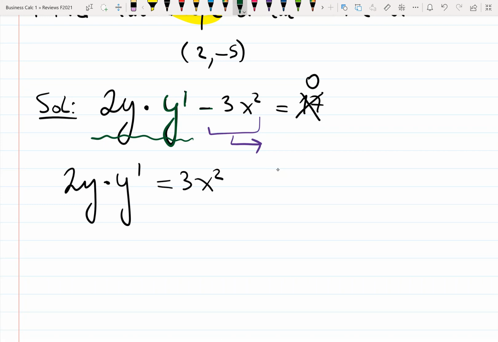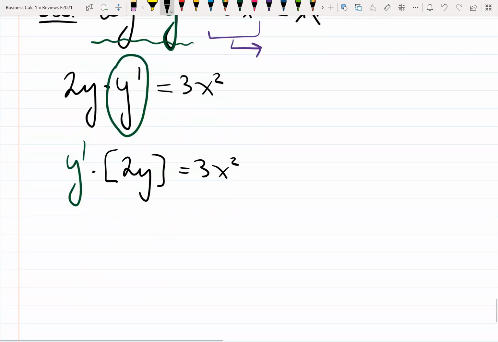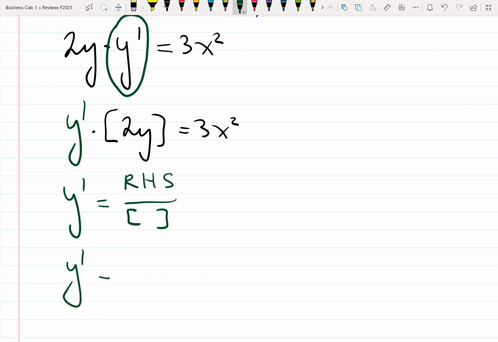One more time, identify the piece you're looking for, which is y prime, and factor it out. Y prime, put brackets. This is how I teach it. 2y and many more pieces if you have more. In this case, it was already factored out. Equals 3x squared. Divide by those brackets and you have the solution. Y prime equals right-hand side, RHS, over those brackets. So it's always the same pattern if you really want to be fast. It will be 3x squared over 2y.